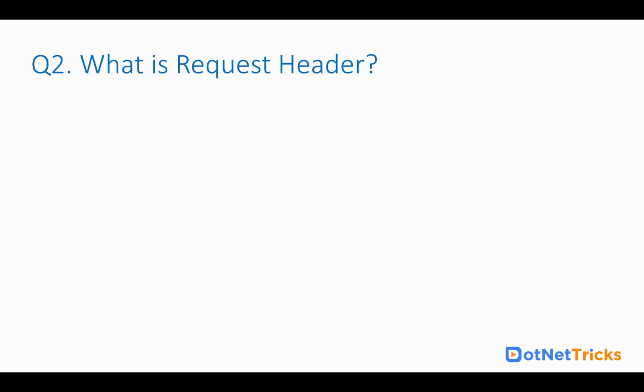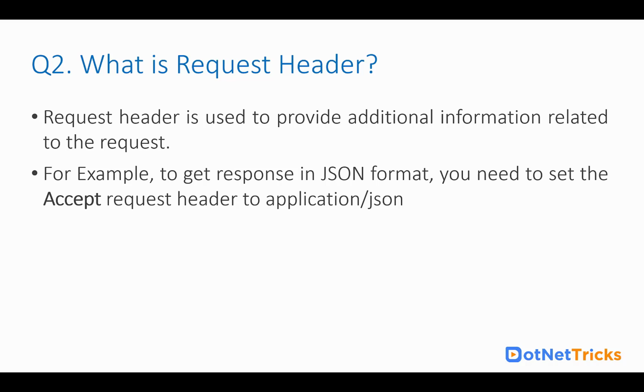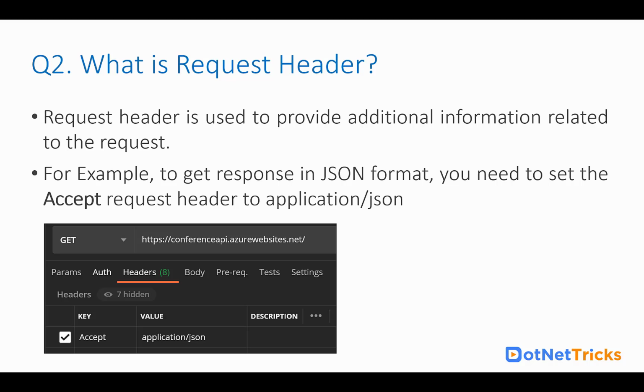The next question is: what is the request header? So the request header is used to provide additional information related to the request. For example, to get the response in JSON format, we need to set the Accept header when we are making the request to the ASP.NET Web API. So this is the way we can make the request, and in the request header we can pass the Accept header with the value application/json.